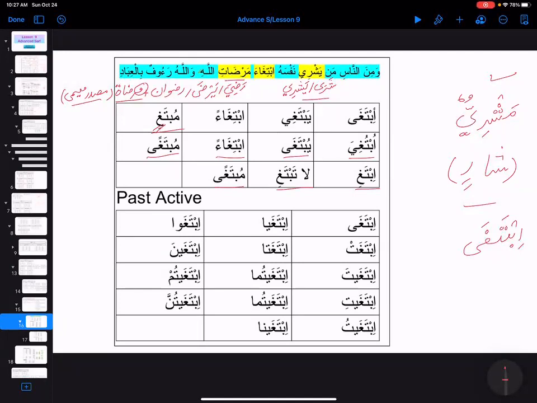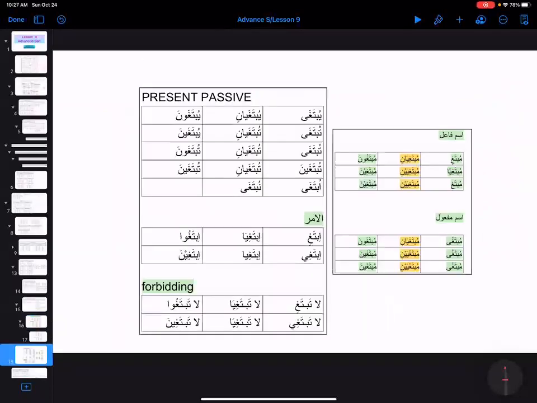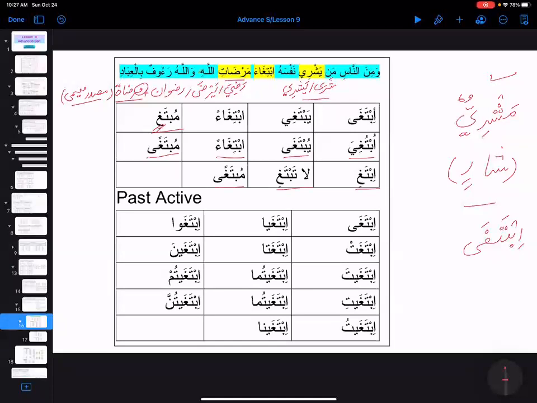Okay, so now that was okay. Before we move on, does anyone know the background of this ayah? "Wa minan nasi man yashri nafsahu ibtigha'a mardatillah, wallahu ra'ufun bil 'ibad." No, I think I don't remember this one.